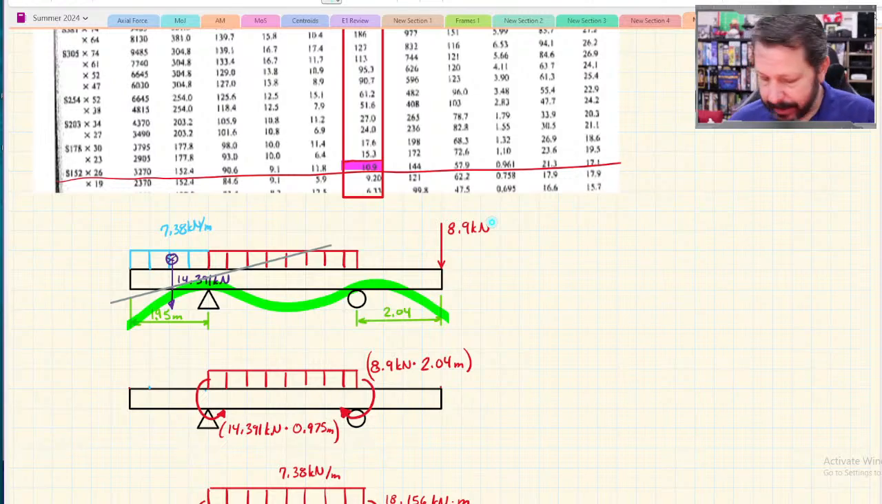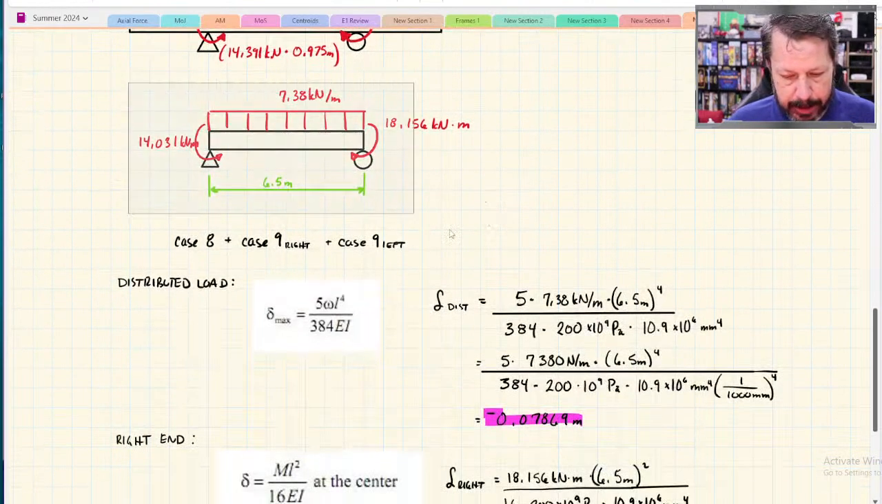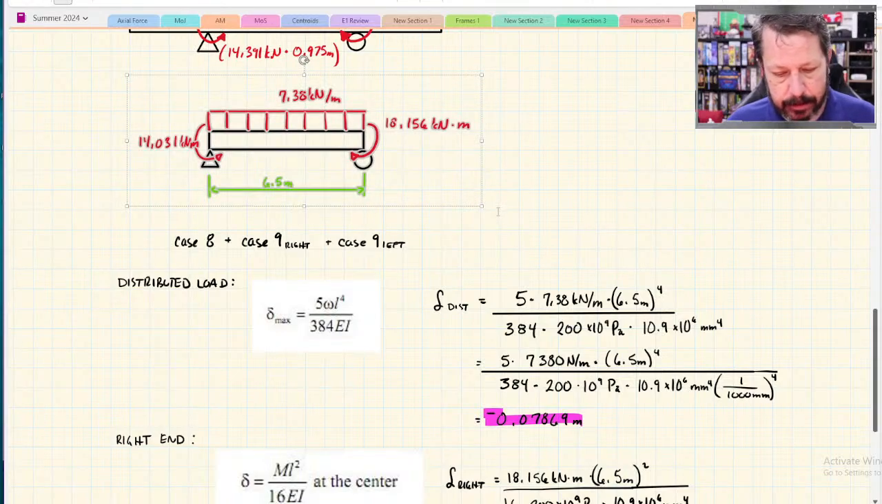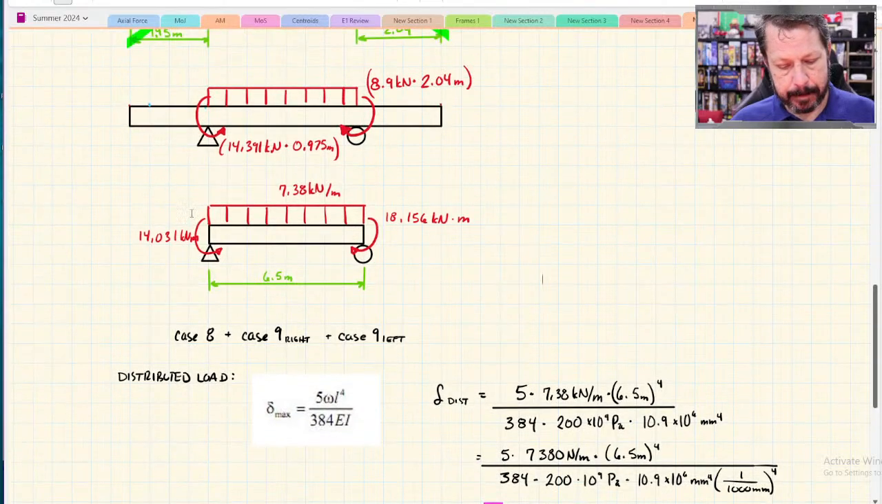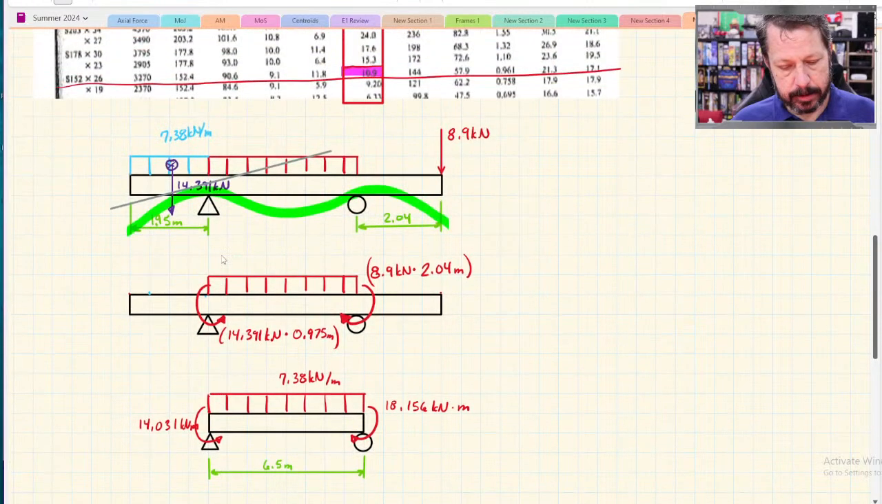Now we have to decide, can we still use this model? Does this model still produce the correct amount of slope at the pin? I think it does. Certainly the distributed load part does. The concentrated moment here, I actually don't know if that's going to create the same slope.